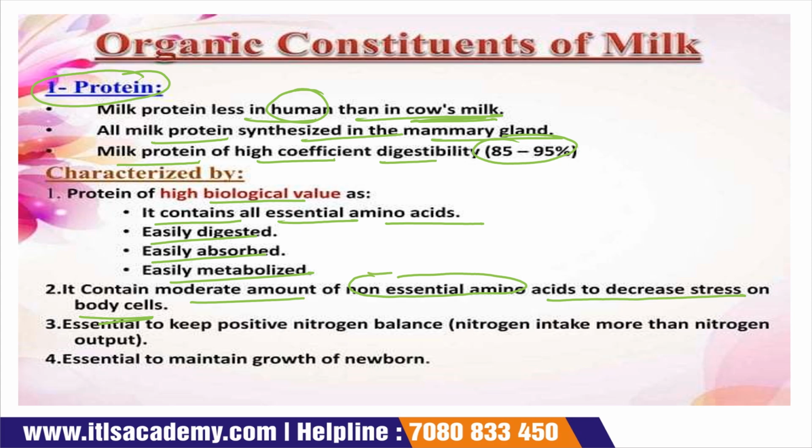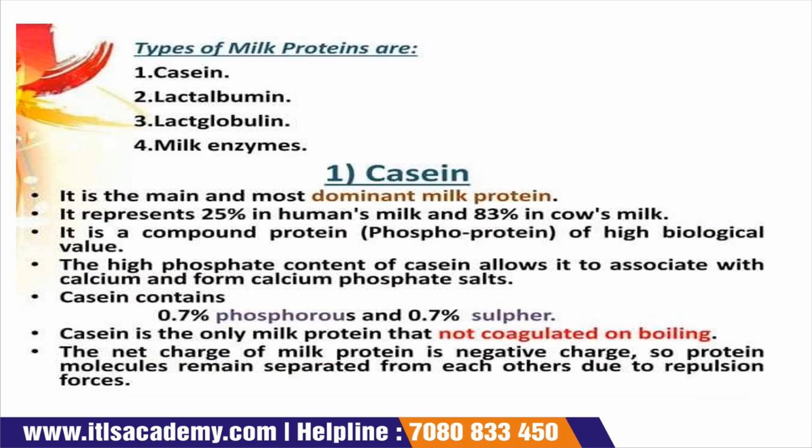Okay, the function of this non-essential amino acid, what? It will decrease the stress in a body cell. Essential to keep positive nitrogen balance, that is nitrogen intake more than nitrogen output. Essential to maintain the growth of newborn. Okay, now the next one is the types of milk protein present in milk.